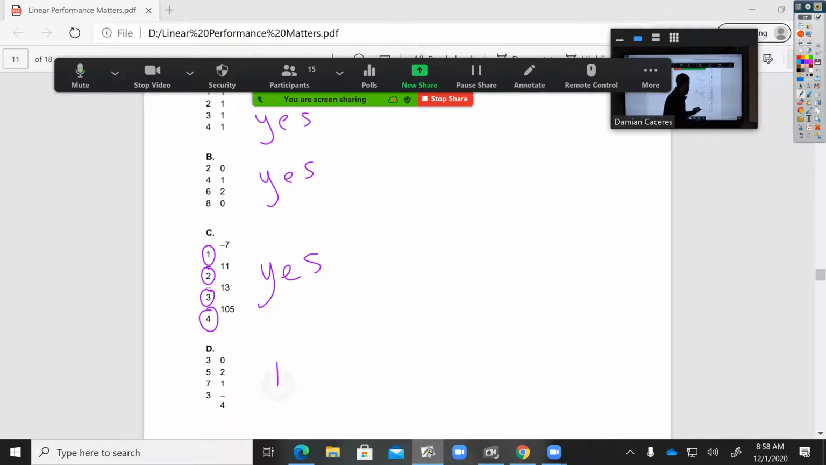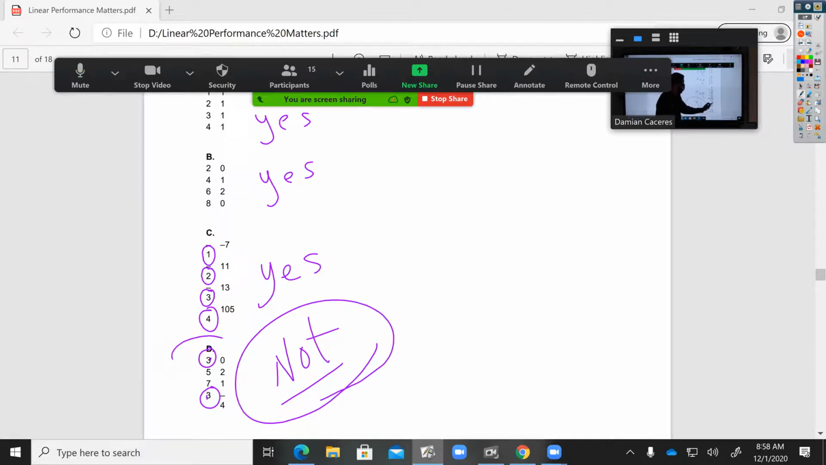Why is D no? Why is D not a function? Because it has positive 3, positive 3. The x value repeats. If the x value repeats, it is not a function. So the answer is D. These are questions that you're going to get on the EOC at the end of the year that if you just pay attention this one time, you know you're not getting it wrong. X values repeating, that's all we're looking for.